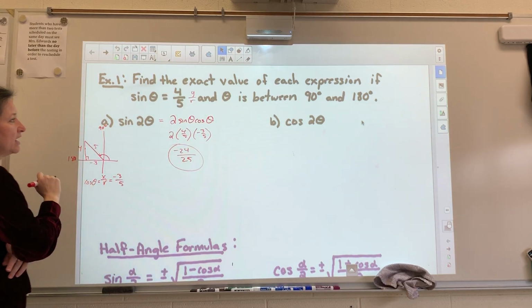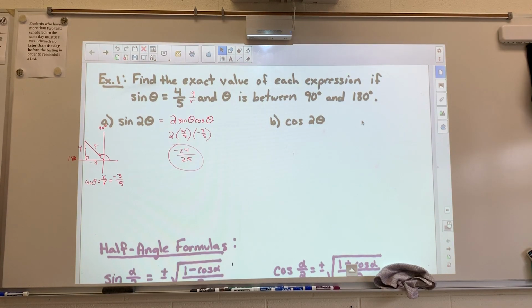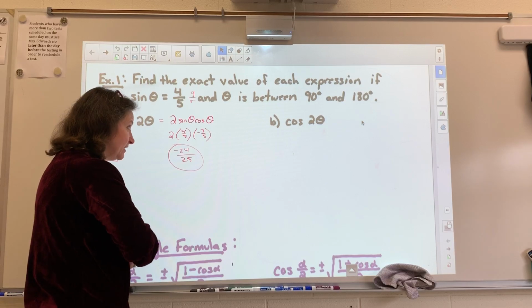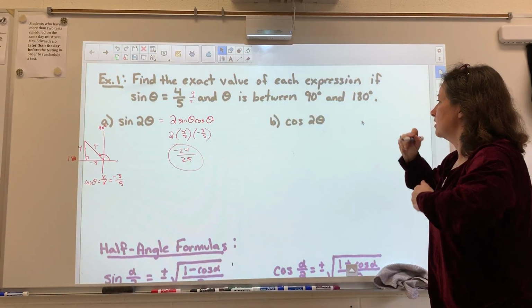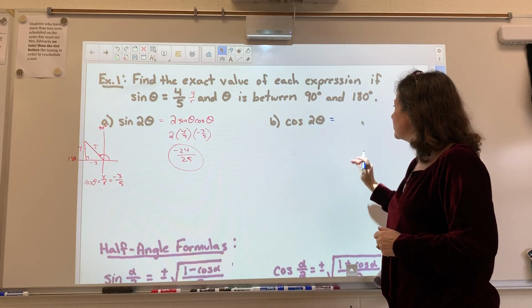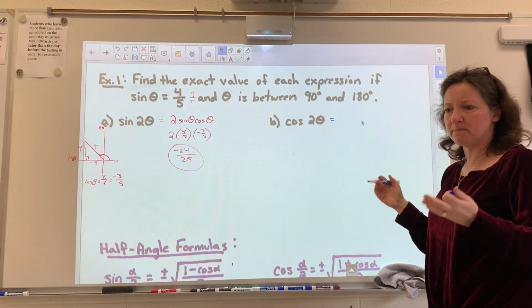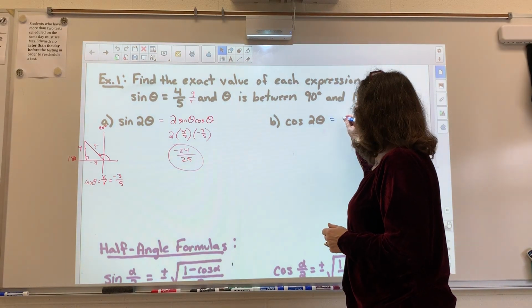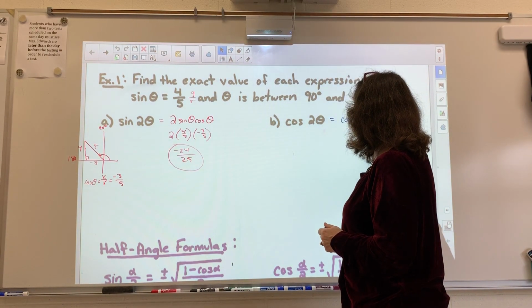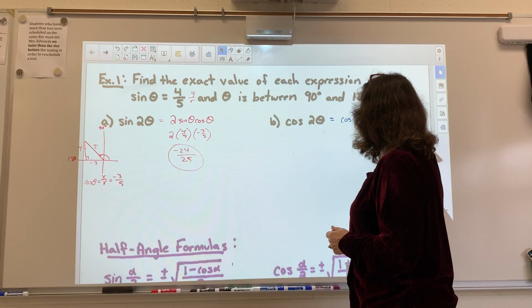So sine of 2 theta equals negative 24 over 25. So we're going to do the same idea with cosine of a double angle. First, how does cosine of the double angle expand out? We're going to use that first main formula. And what is that formula? Cosine squared theta minus sine squared theta.